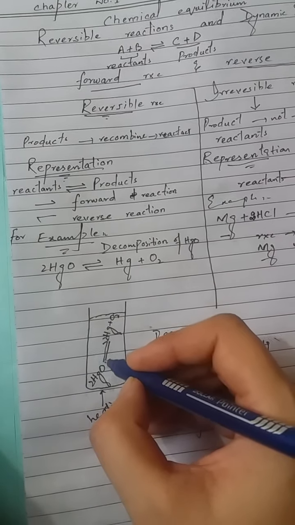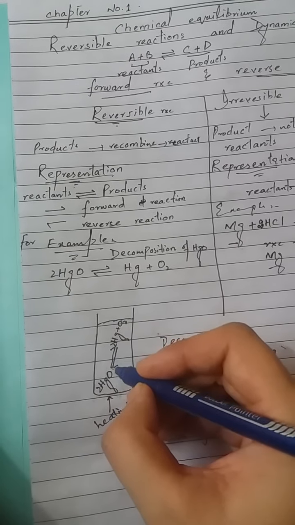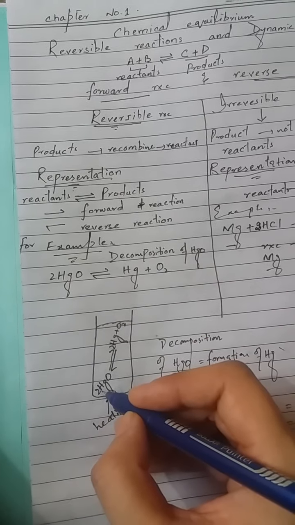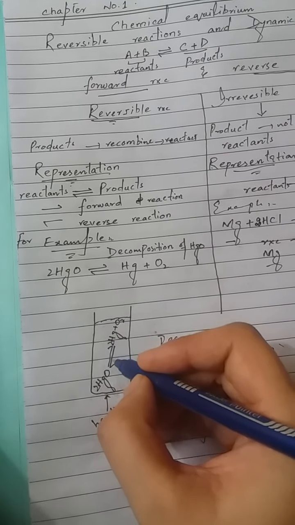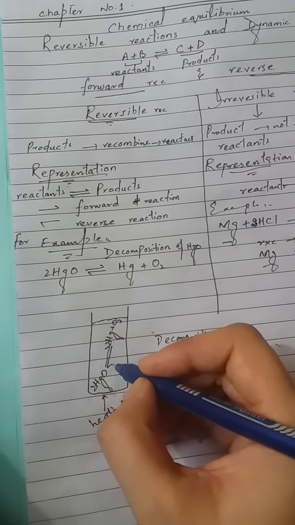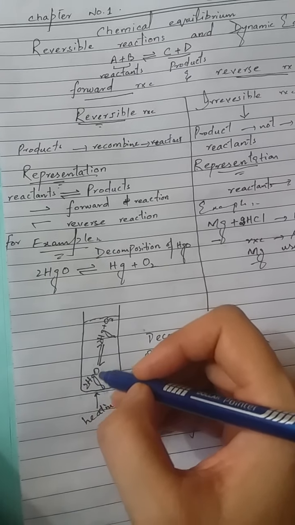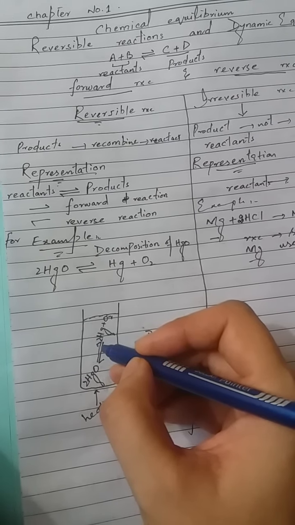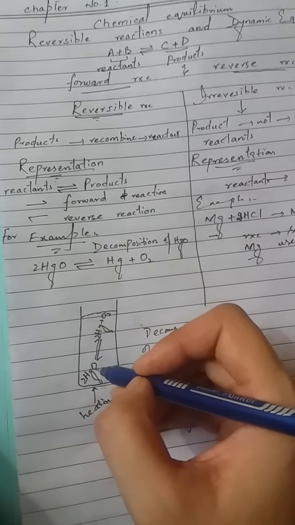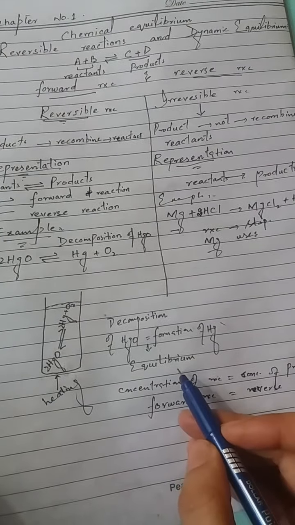Here, the rate of decomposition proceeds in the forward direction, which is represented by this arrow, and the rate of formation of mercuric oxide, HgO, takes place in the reverse reaction, which is represented by this arrow. A time reaches when the rate of decomposition of mercuric oxide becomes equal to the rate of formation of mercuric oxide. This time is known as equilibrium.